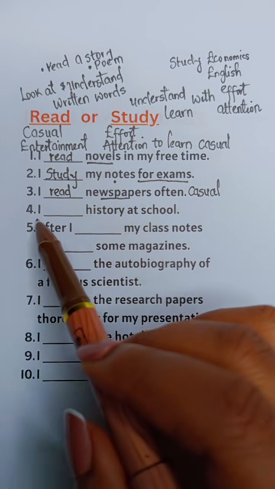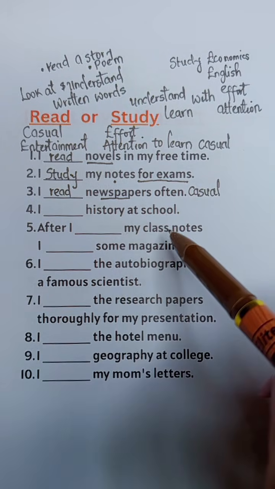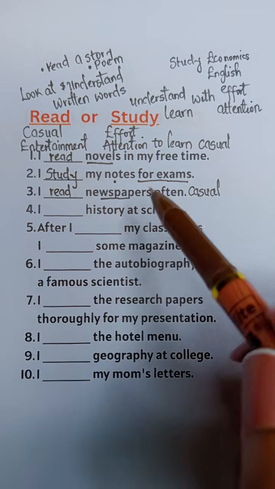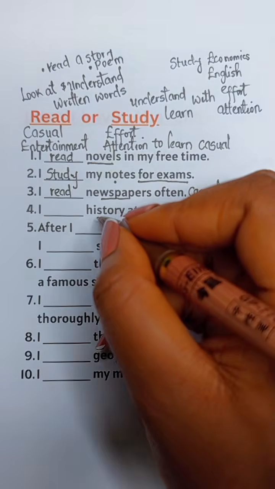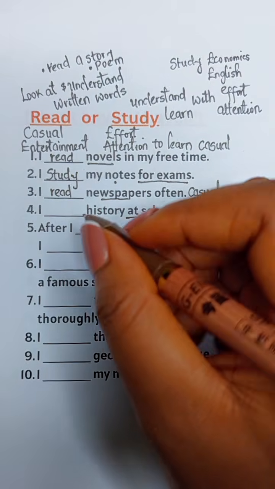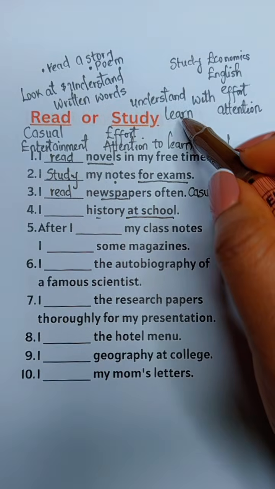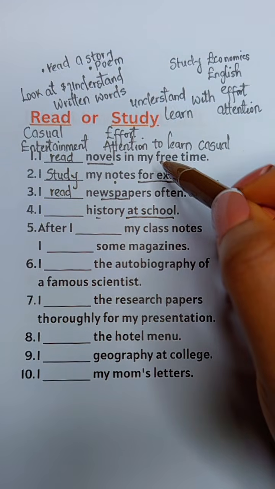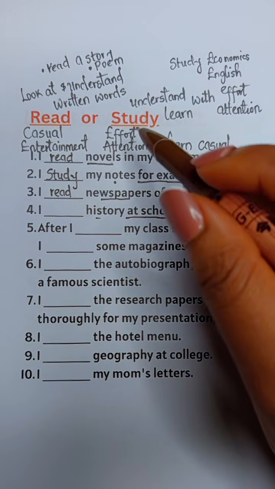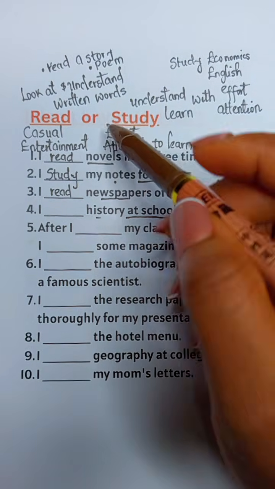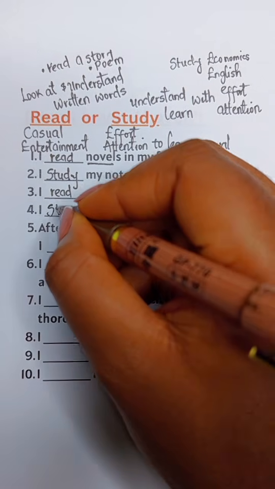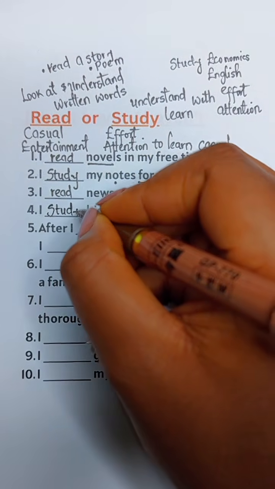Number four, I blank history at school. Now, our key phrase is at school. That means this is a subject. This is something that we learn to understand it for exam purposes or application in life later. We use study. I study history at school.